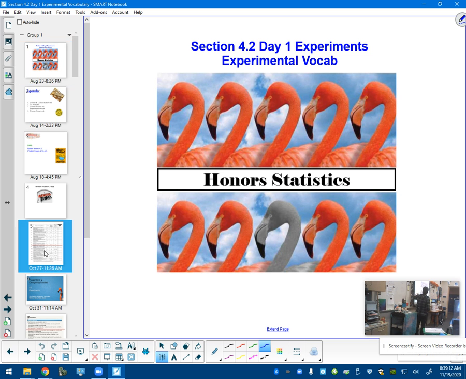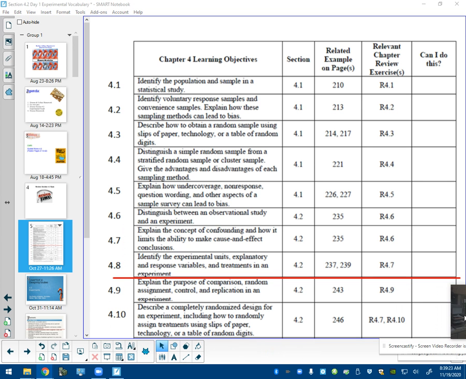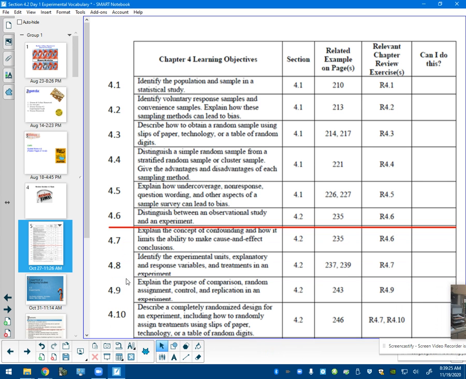So we are starting experiments. Today we're going to do the following things. Distinguish between an observational study and an experiment. We're going to explain the concept of confounding and the limits it places on the ability to make cause and effect conclusions. And we're going to identify experimental units, explanatory and response variables, and treatments in an experiment.